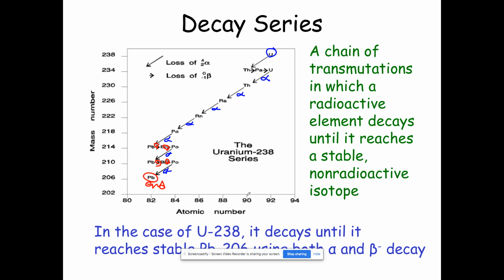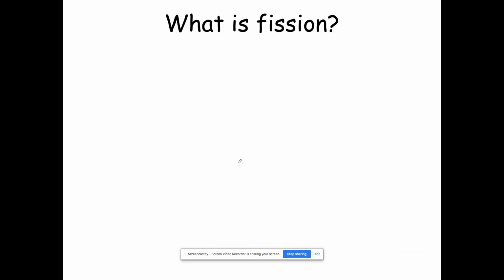And if you can read the graph, which, by the way, there's a worksheet that you're going to have to do that involves reading the graph, you can tell what kind of decay and who it changes into. We also need to talk about other kinds of changes. So we talked about artificial transmutation and natural.